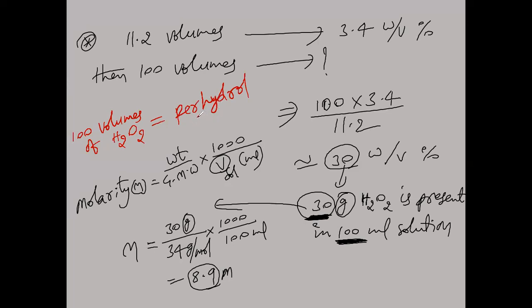So the question may be asked directly here. For perhydrol, what will be the weight by volume percentage? 30% weight by volume. And what will be the molarity? 8.9 molar. And what will be the normality? 8.9 into 2, 17.8 normality. So normality we can say directly. Molarity we can remember. W by V percentage also we can say, for perhydrol. Perhydrol means 100 volumes of H2O2.